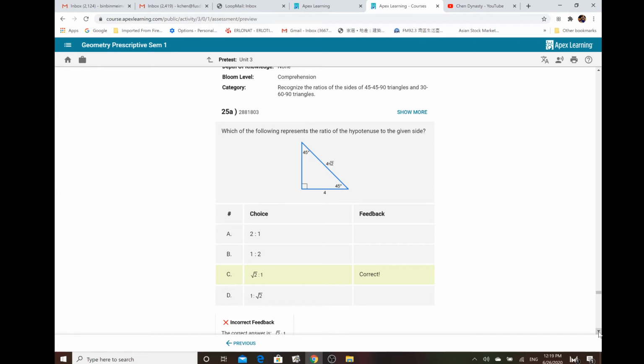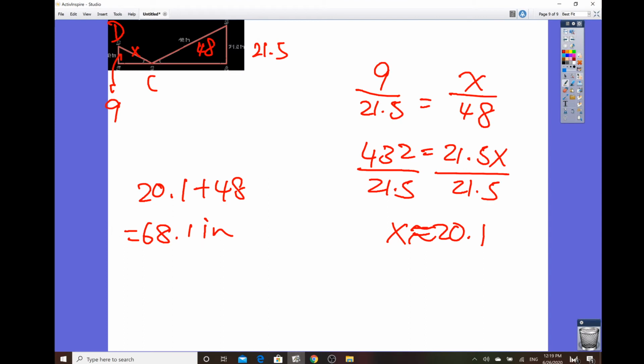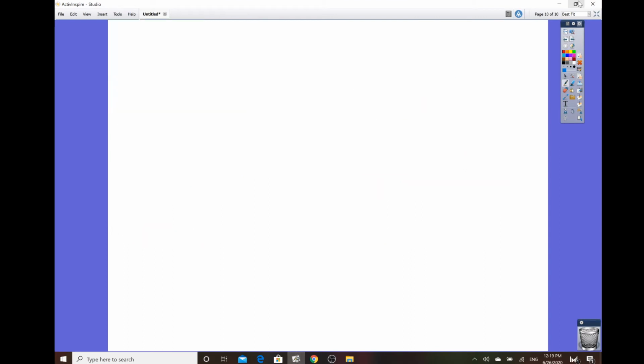So we do have two different types of special right triangles. So one is 45, 45, 90. Okay, let me just do it on this right here. So 45, 45, 90. So we can say that it's an isosceles right triangle. And the other one, it's considered 30, 60, 90.